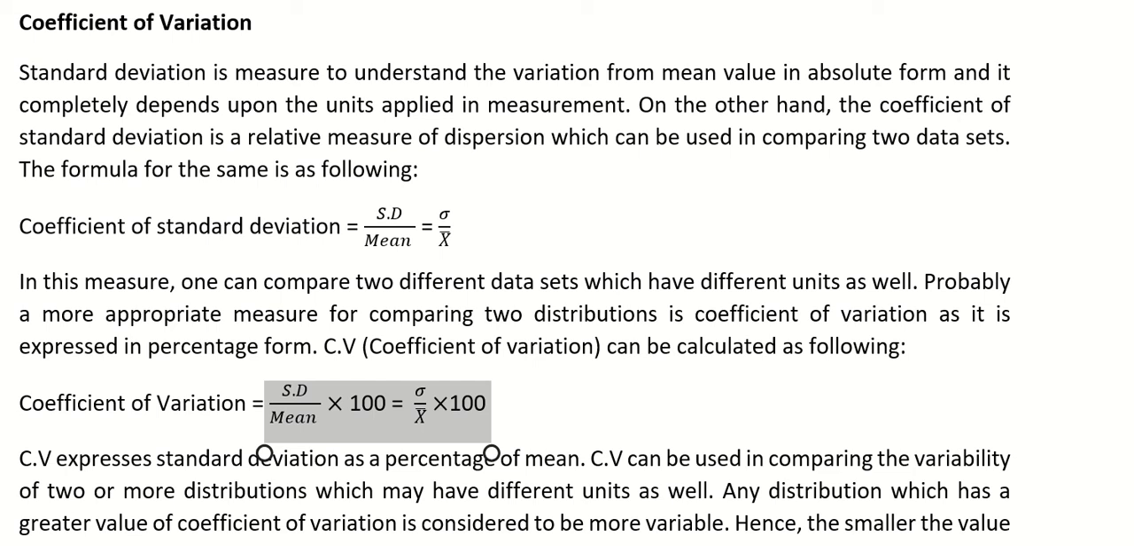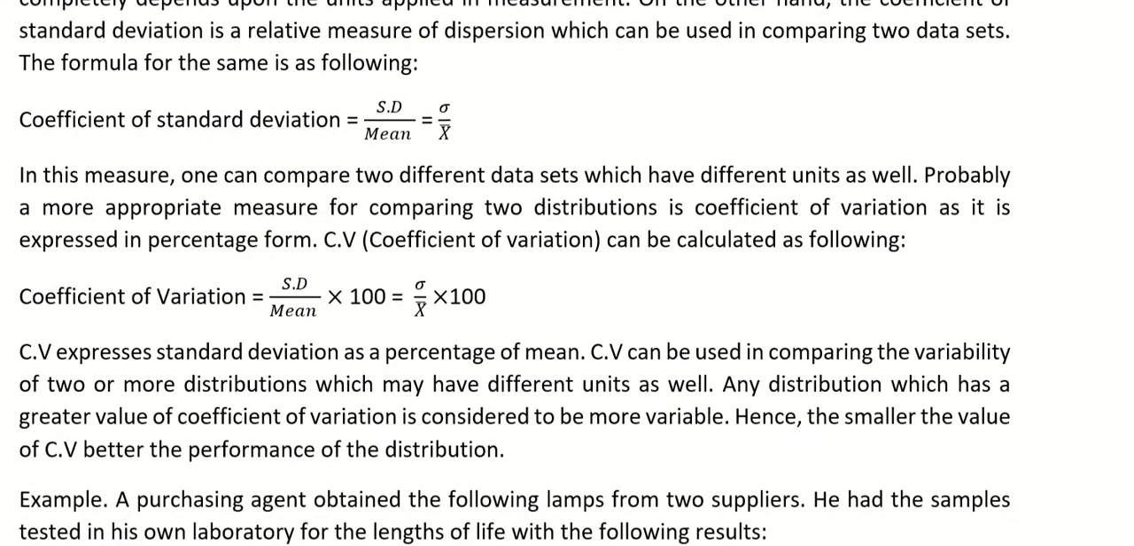Similarly, for the coefficient of standard deviation, if we just calculate standard deviation and we want to compare marks of two different classes, maybe one class has scored marks out of 100 and the other class has scored marks out of 1000. You cannot compare them just on the basis of standard deviation. In that case, you would need the coefficient of standard deviation, right? But a better method to compare two different distributions is coefficient of variation, because it shows you the result in percentage form.